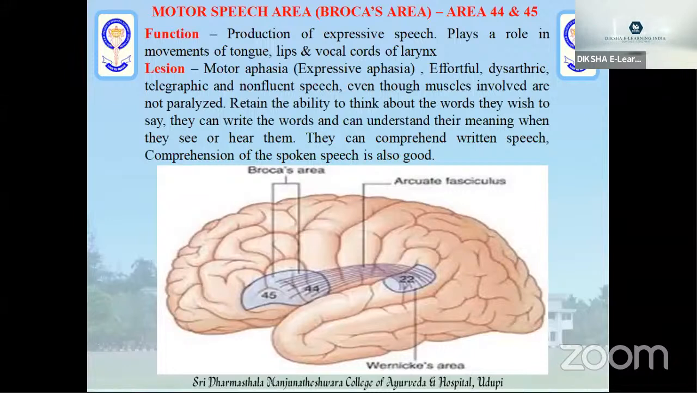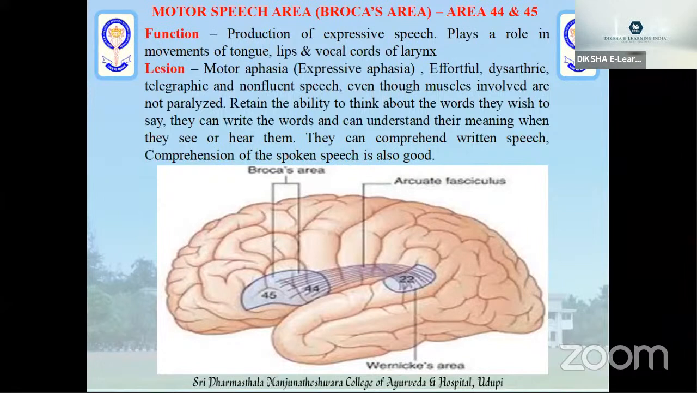Lesion causes motor aphasia, meaning expressive aphasia will occur. He will take too much effort to speak. Effortful, dysarthric, telegraphic, and non-fluent speech will be there, meaning broken speech. If Broca's area is affected, broken speech will be there. Even though the muscles involved are not paralyzed, there will be non-fluent speech. And they retain the ability to think about the words they wish to say.